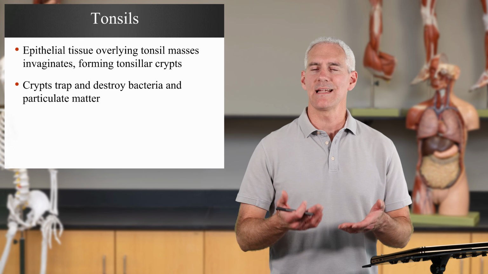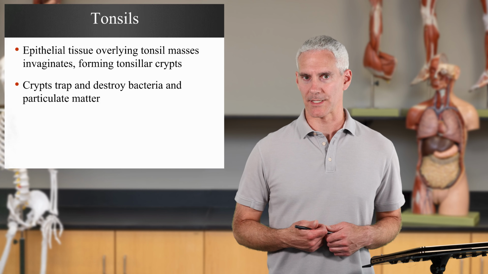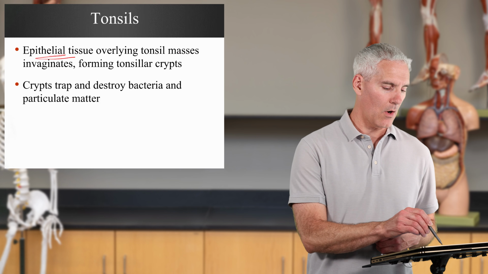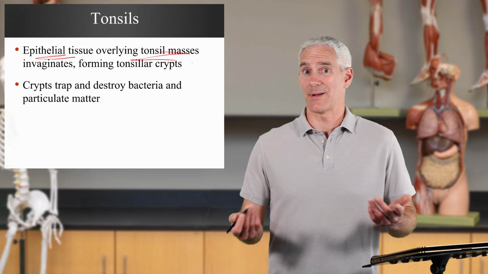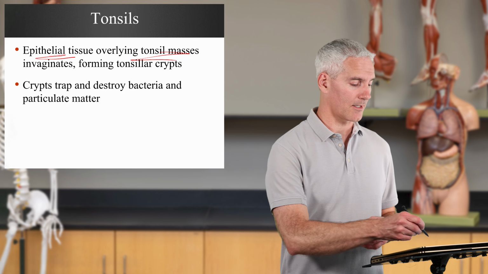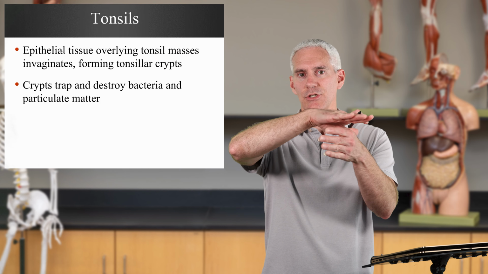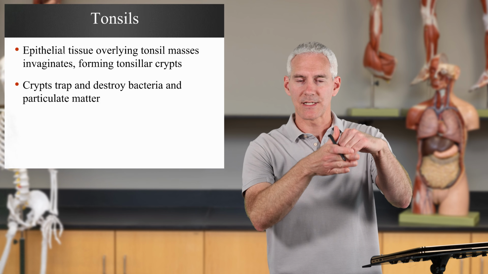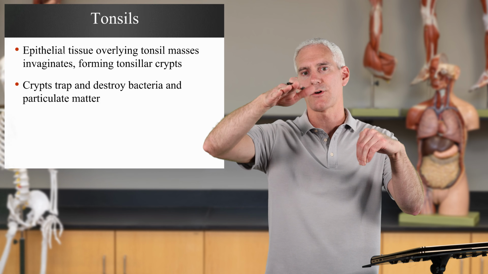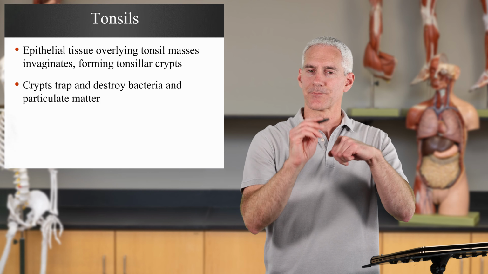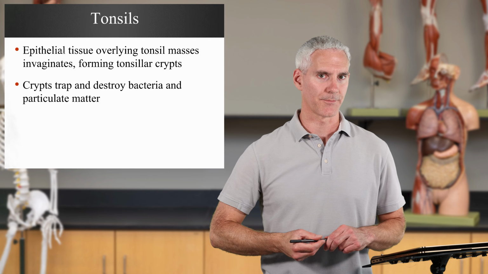So again, why was I saying the tonsils are a very simple organ? What the tonsils are is going to be epithelial tissue over the tonsil masses. That's about it. That's really all they are. The way this works then is you're going to have this epithelial tissue over the tonsil mass, creates this crypt, comes back up, goes over, creates another crypt, goes up. You have these indents, these crypts, and that's how the tonsils work.